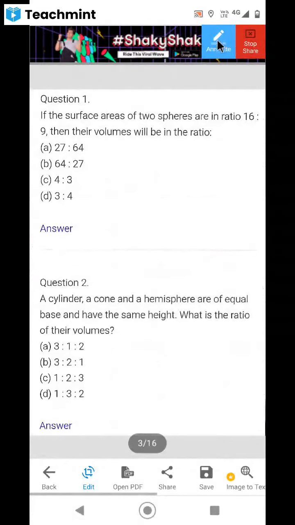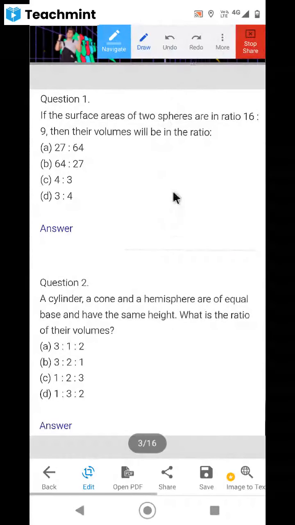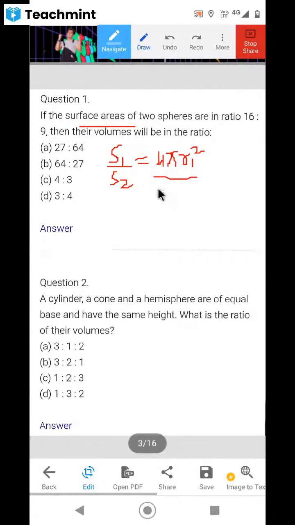Everybody see this first question, dear children, and try to answer. What is the first question? If the surface areas of two spheres are in the ratio 16 to 9, then their volumes will be in the ratio. Okay, so two spheres are there. Let me call them surface area 1 and surface area 2. The first radius, let me call it r1, so it becomes 4 pi r1 square. Yes, the surface area of a sphere is 4 pi r square, no? And the second one, let me call it 4 pi r2 square.